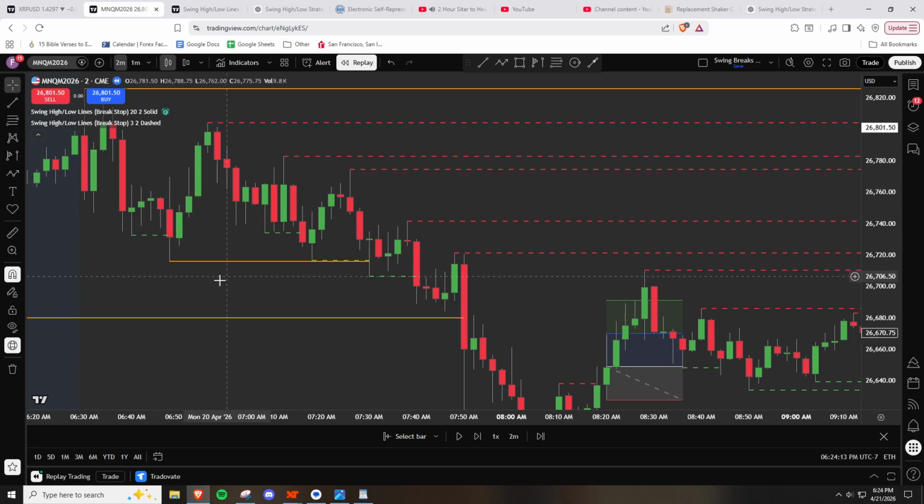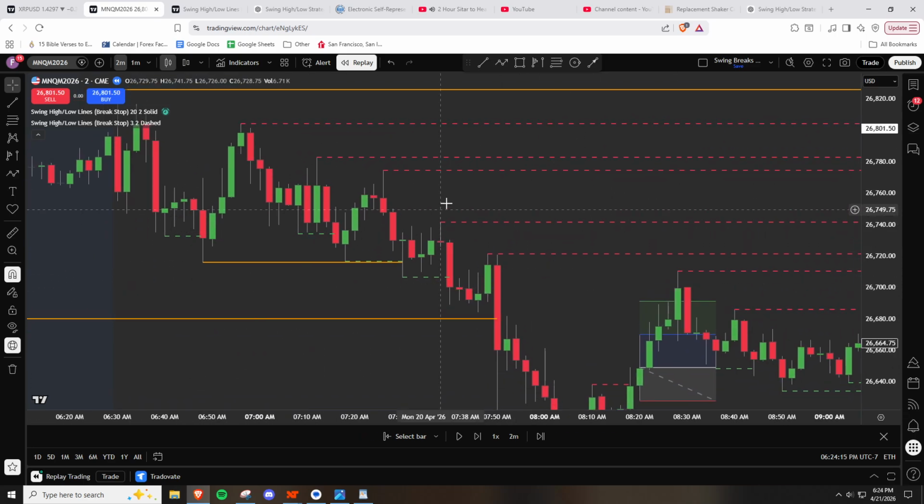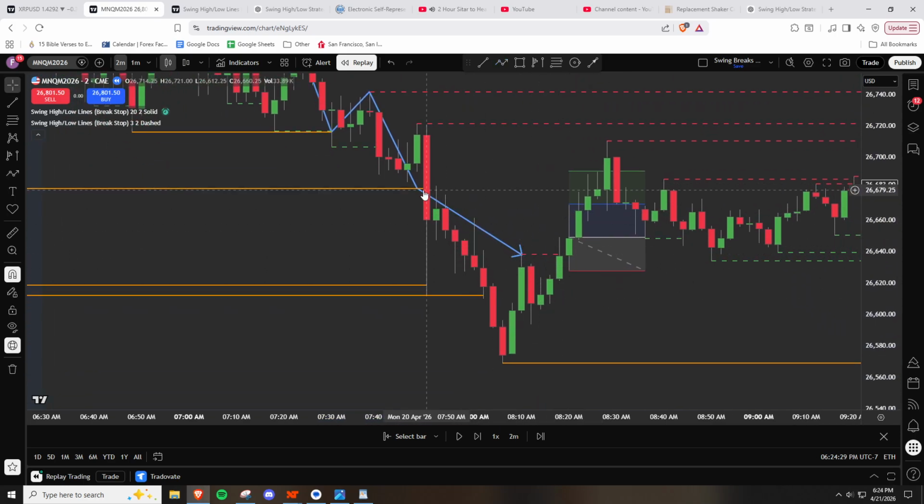All right, so price comes down, breaks this swing 20. It establishes the first swing high. We never close above it. We break through this swing low. We establish the next swing high that we establish after breaking that swing low in these ones as well is going to be right here.